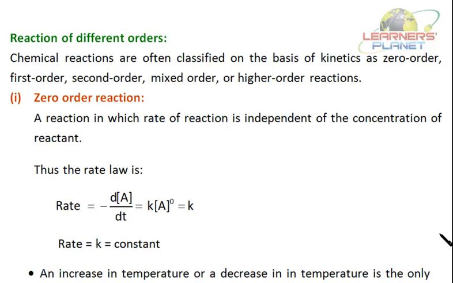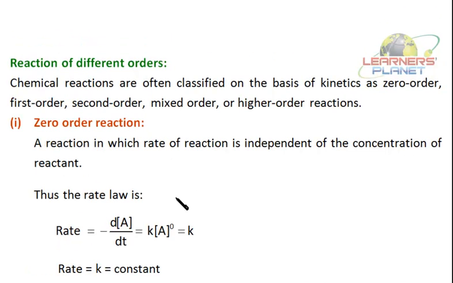Now the reactions of different orders. Chemical reactions are often classified on the basis of kinetics as zero order, first order, second order, and even mixed order or higher order reactions. Now let's start with the zero order reaction. I have told you that it is a reaction in which the rate of reaction is independent of the concentration of reactant. So where the rate of reaction is independent of the concentration of reactant, it is a zero order reaction.